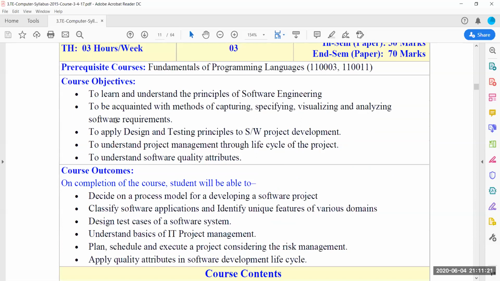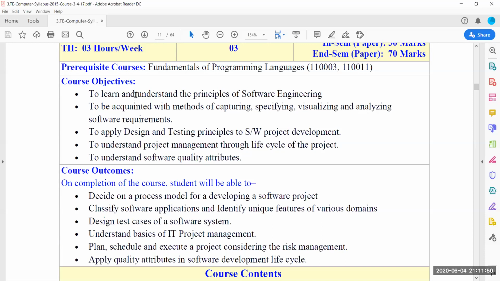there are 5 course objectives. Number 1, to learn and understand the principles of software engineering. 2, to be acquainted with the methods of capturing, specifying, visualizing, and analyzing the software requirements. Third one is to apply design and testing principles to software engineering projects. Fifth is to understand project management through the life cycle of the projects. And the last one is to understand software quality attributes.